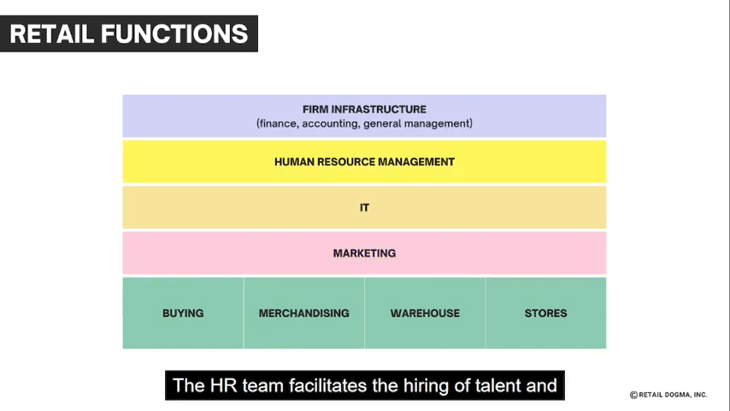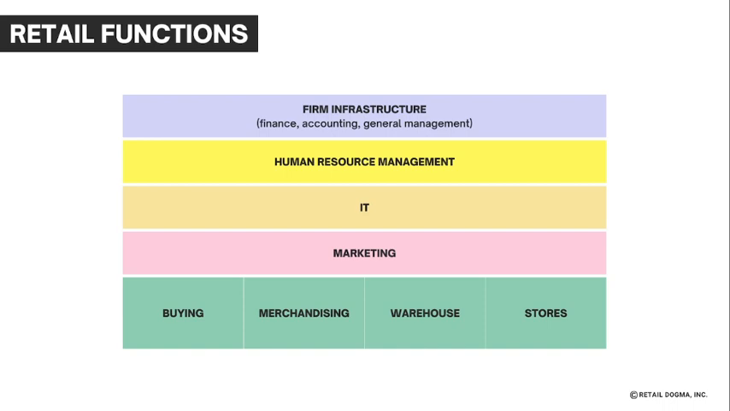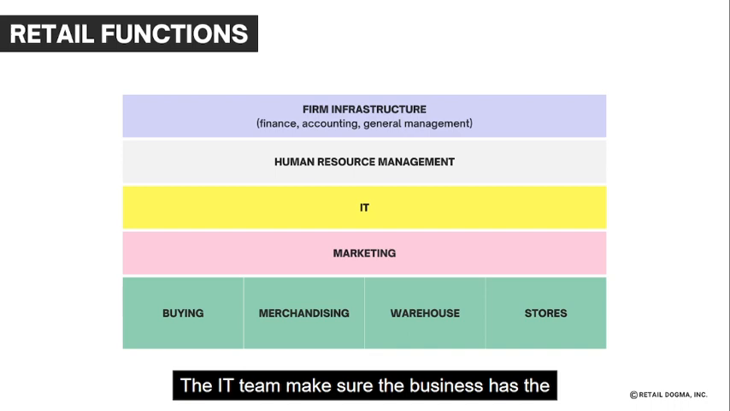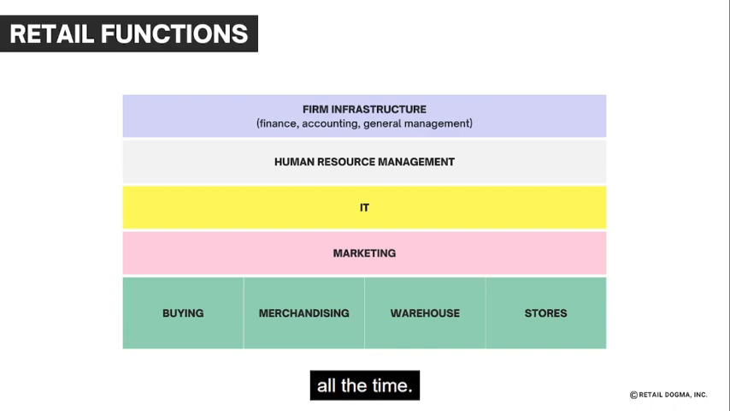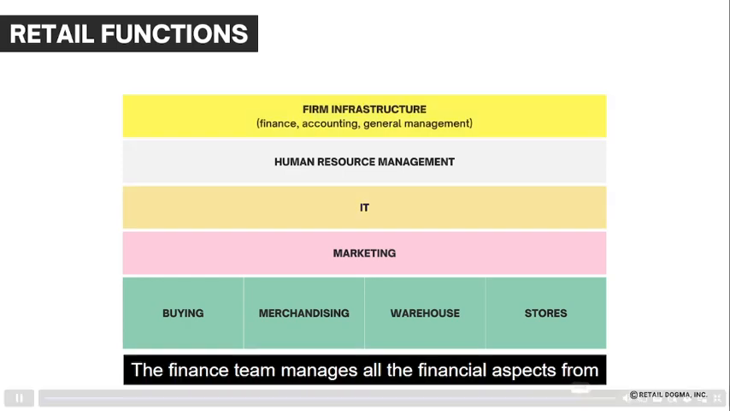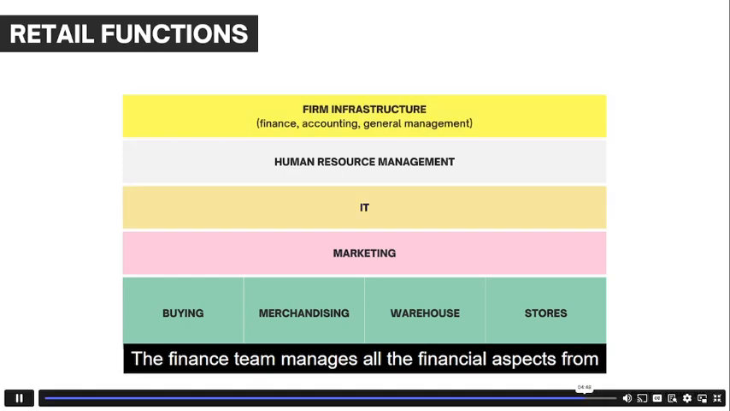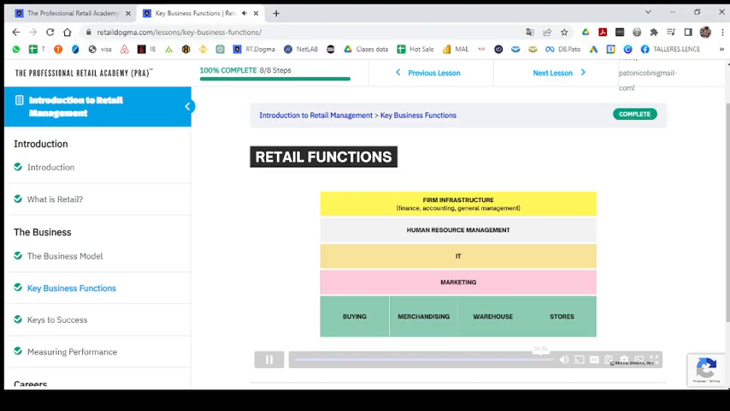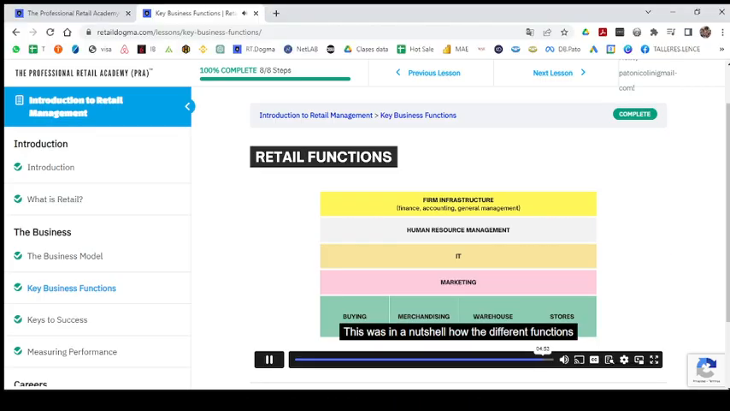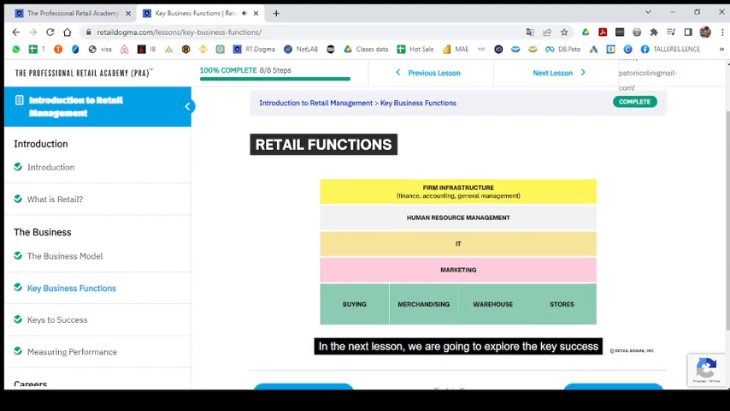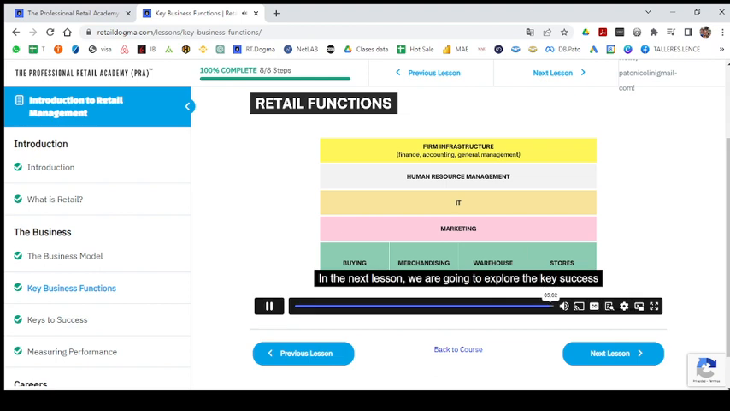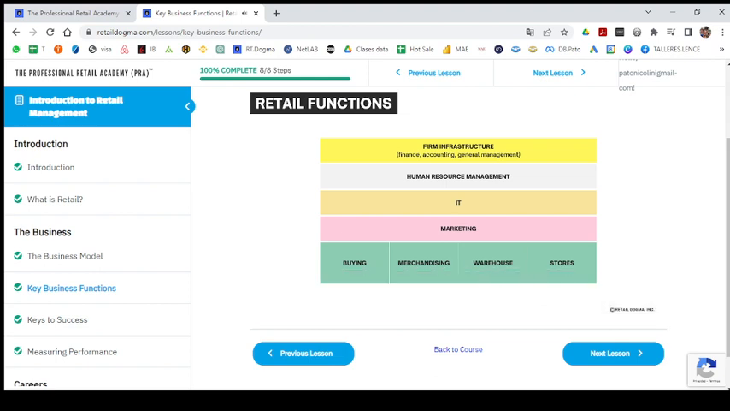The HR team facilitates the hiring of talent and the talent management and development process. The IT team makes sure the business has the adequate IT infrastructure and that it's maintained all the time. The finance team manages all the financial aspects from budgeting to final reporting. This was, in a nutshell, how the different functions work together to deliver the value proposition to the customer. In the next lesson, we are going to explore the key success drivers for such a business.